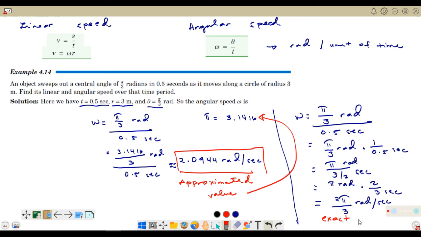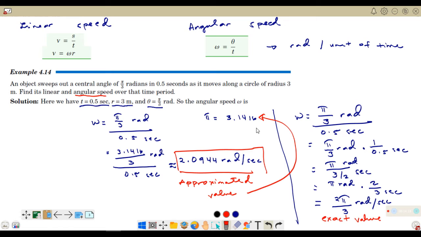Instead, sinolve natin siya treating pi as a constant. So this is the exact value. Okay? Okay. So, hindi pa tayo tapos kasi linear speed pa lang yung nakukuha natin. Doon naman tayo sa angular speed.